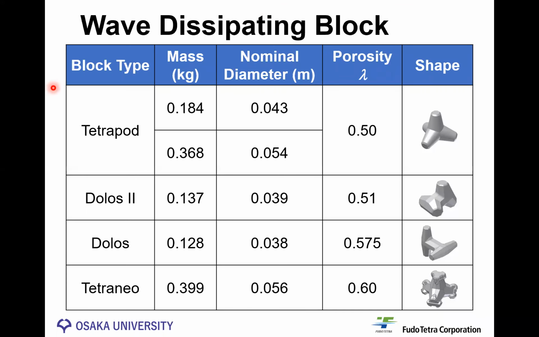We used four kinds of wave dissipating blocks: Tetrapod, Dolos 2, Dolos, and Tetraneo. The porosity of these blocks, lambda, is 0.5, 0.51, 0.575, and 0.6, respectively.